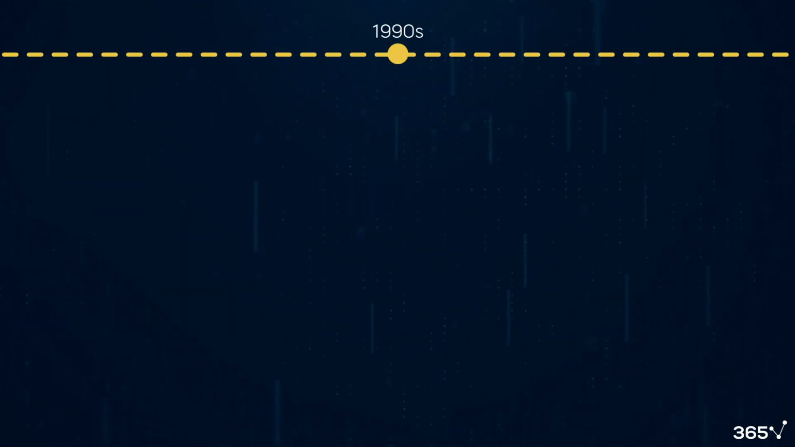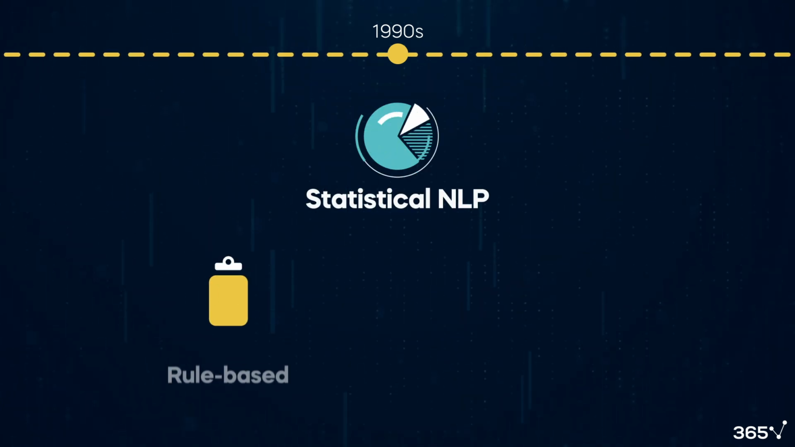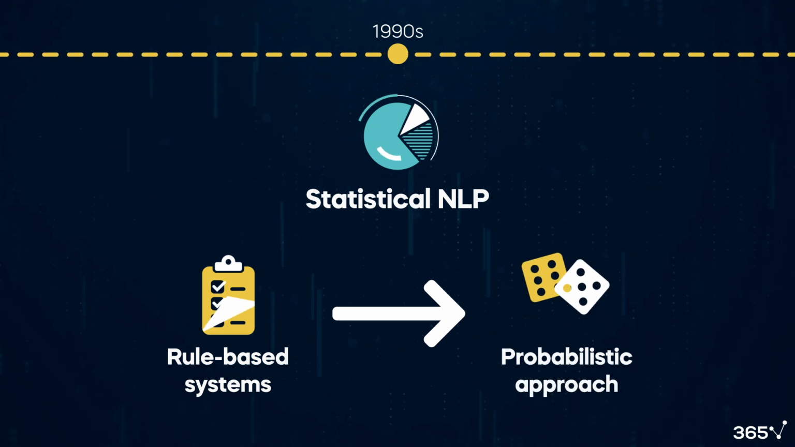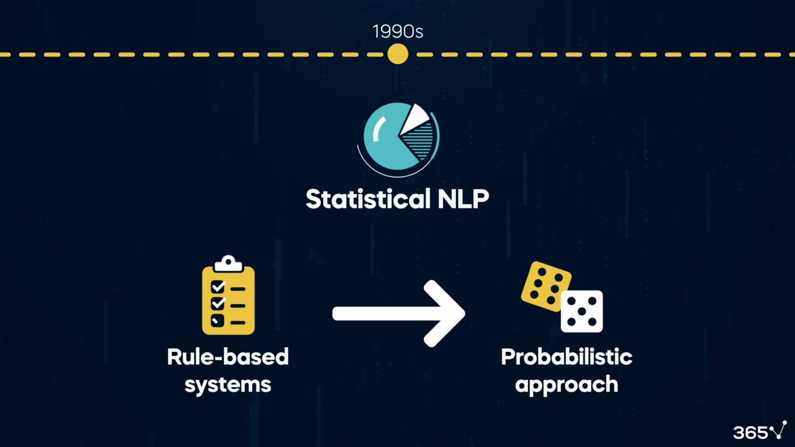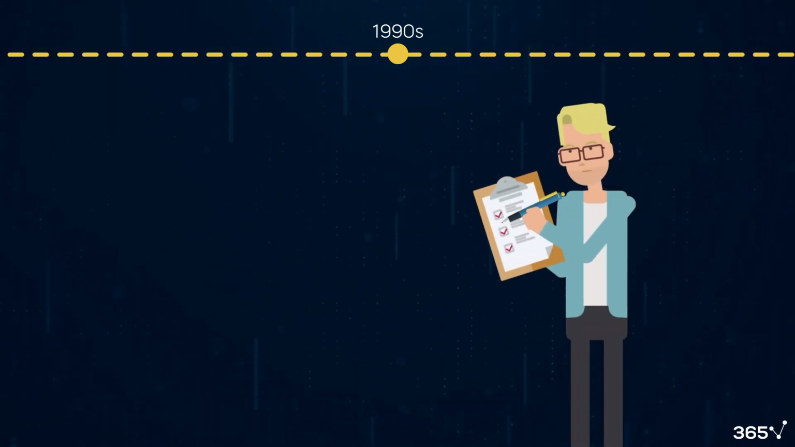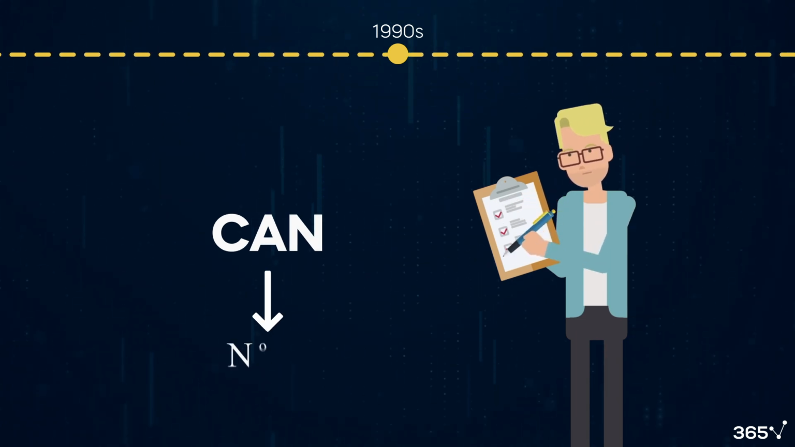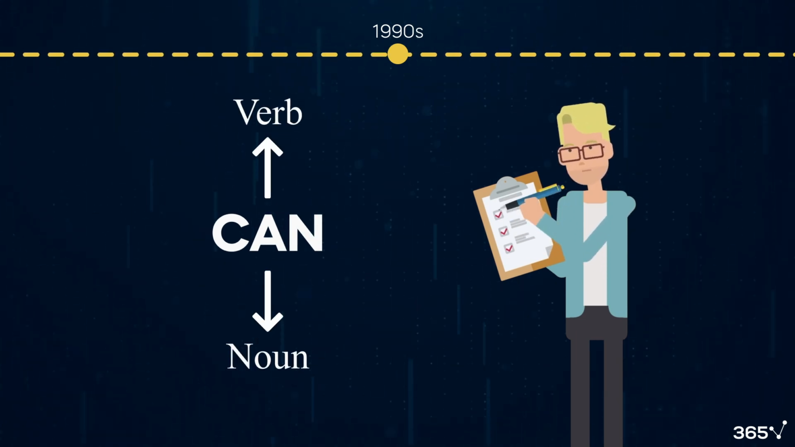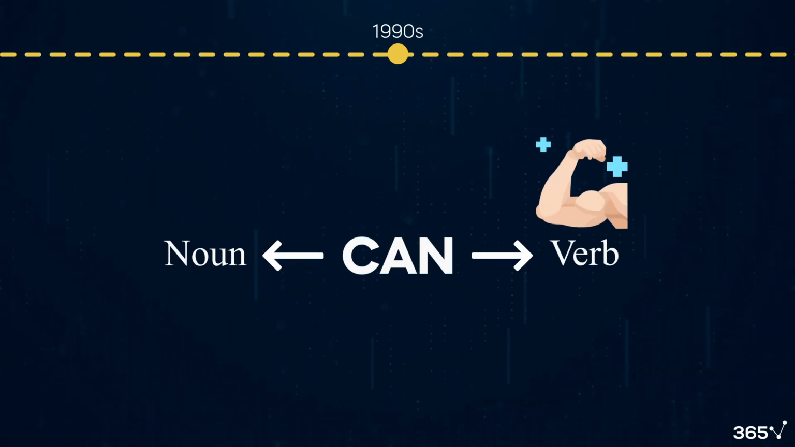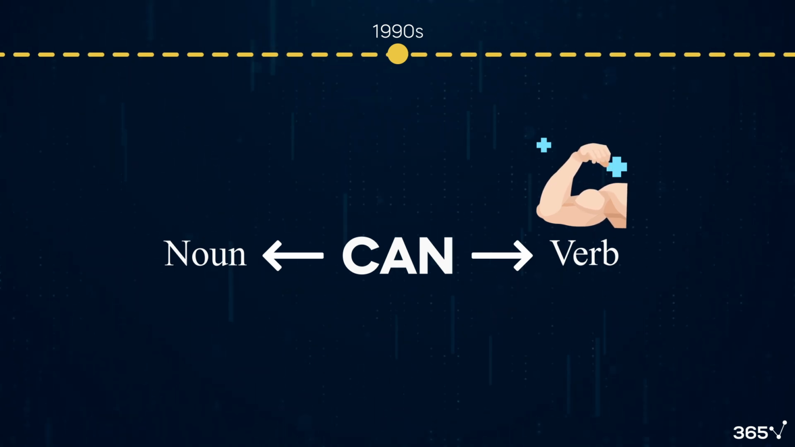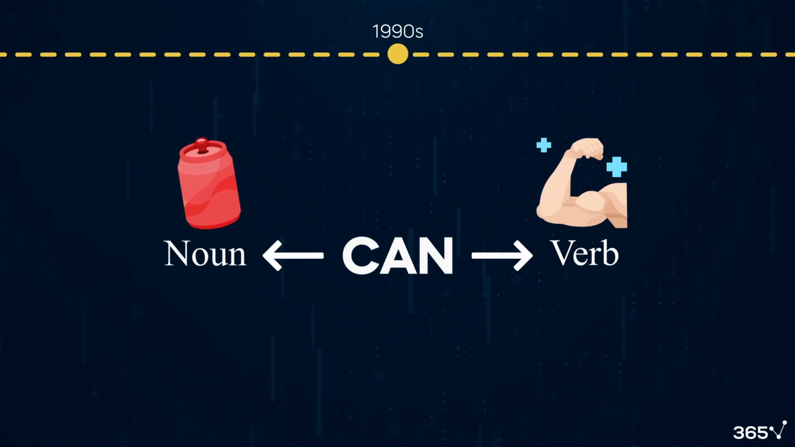In the late 1980s, and especially early 90s, statistical NLP emerged, marking a shift from rule-based systems to a probabilistic approach that interprets language data through extensive data analysis. In the 90s, a statistician might have been tasked with designing a program to identify whether can is used as a noun or a verb in a sentence. The difference is very important because, as a verb, can describes a person's ability to do or accomplish something, whereas as a noun, it refers to a container, like a Coca-Cola can.